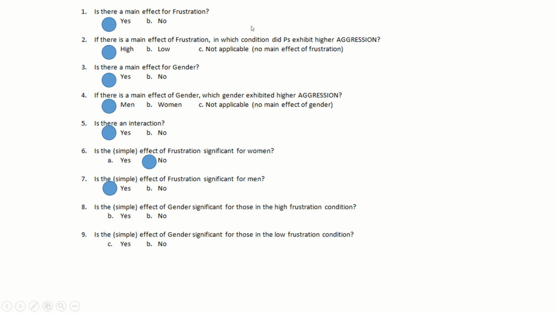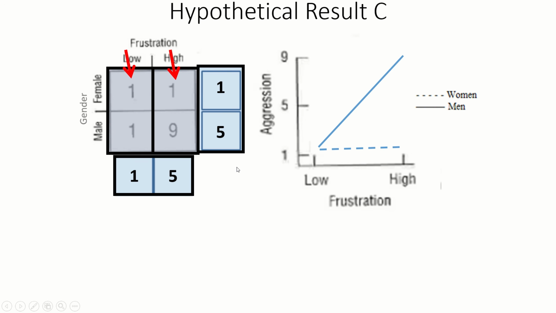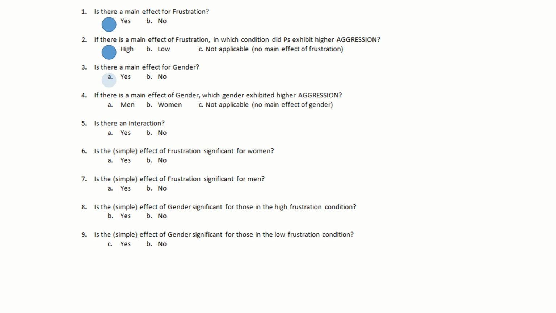So, is the simple effect of gender significant for those under high versus low frustration? So, is there a gender difference in the high frustration condition versus the low frustration condition? So, if we go back here, right? So, there was no gender difference under low frustration, but there was a gender difference under high frustration. So here, is the simple effect of gender significant for those in the high frustration condition? Yes. But the simple effect of gender was not significant for those in the low frustration condition. There was a gender difference in high frustration, but there was no gender difference in the low frustration condition.